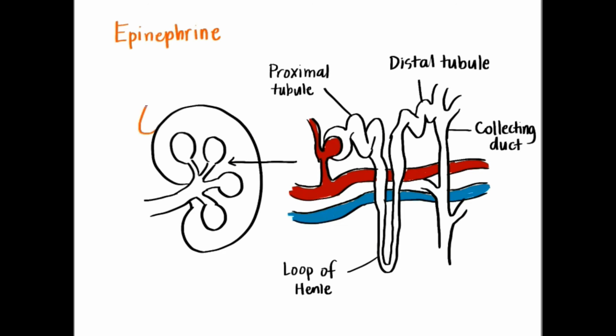Epinephrine is produced in the adrenal medulla. It causes vasoconstriction as well as increases the heart rate, which both increase the blood pressure.